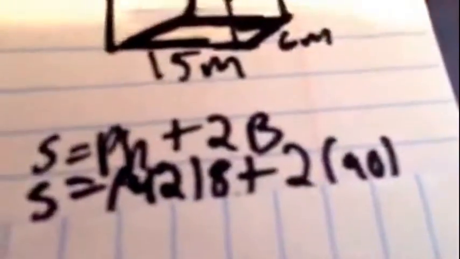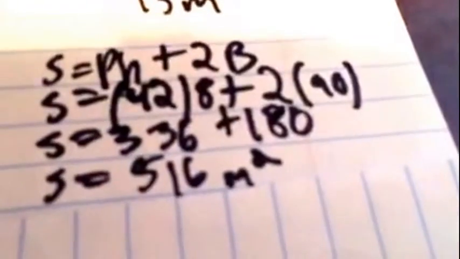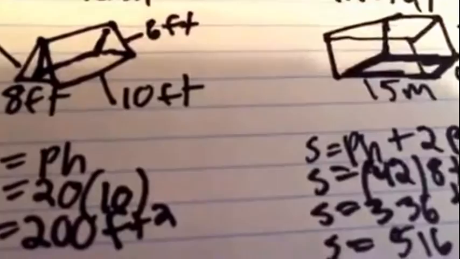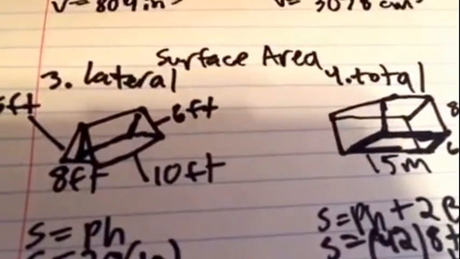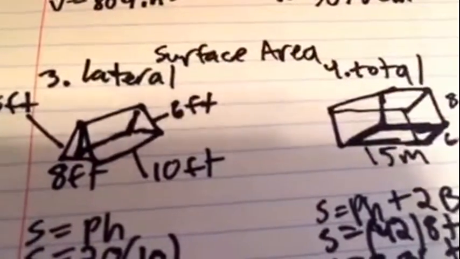So now we're going to do both sides. We're going to simplify both sides. So this side over here is 336, and this side over here is 180. And then you add those together, and you get 516 meters squared. So yeah, that's all you really need to know to do these. You just find your formulas, you replace it with the numbers, and you type it in the calculator, and it's solved.